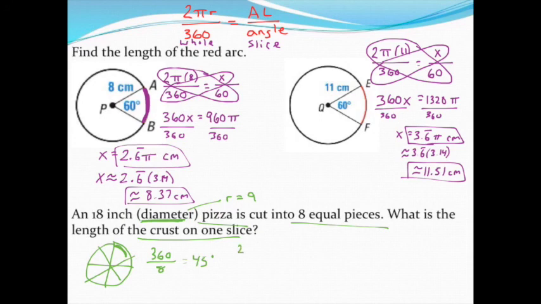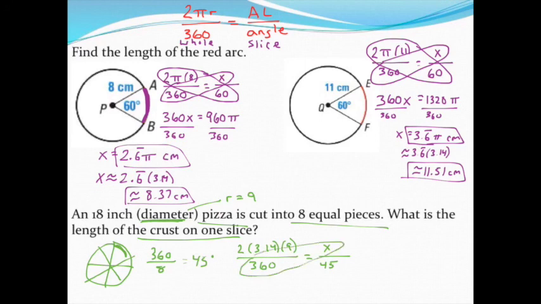I'm going to just get an approximate answer for this one. So 2 times 3.14 times my radius, which is 9, over 360, because that's the entire pizza, the entire circle, would equal x, the arc length that I'm trying to find, over 45 degrees, the angle of the slice that I'm given. Once again, I'll do some cross multiplying to find my solution.